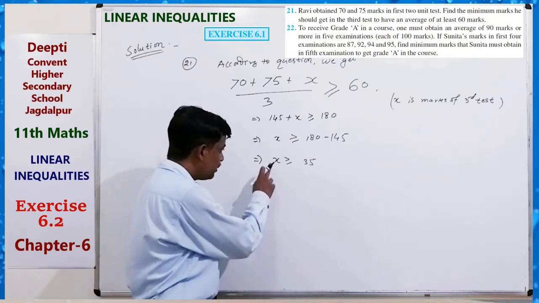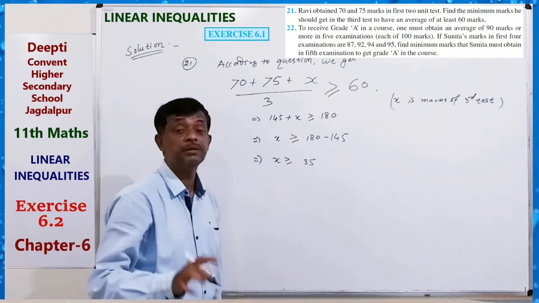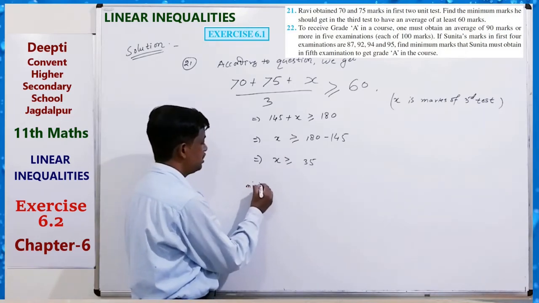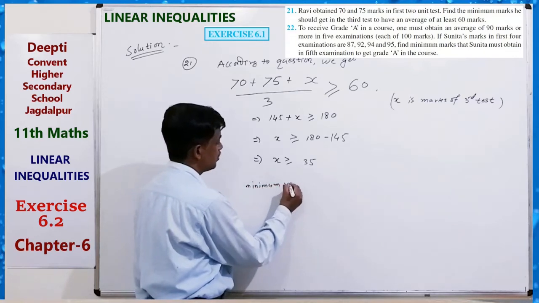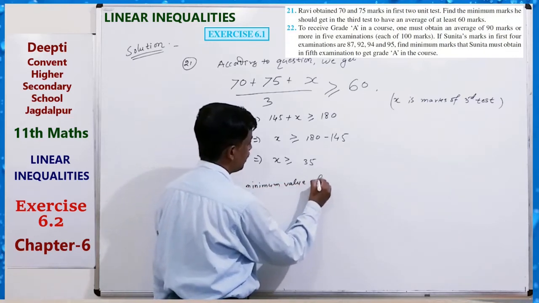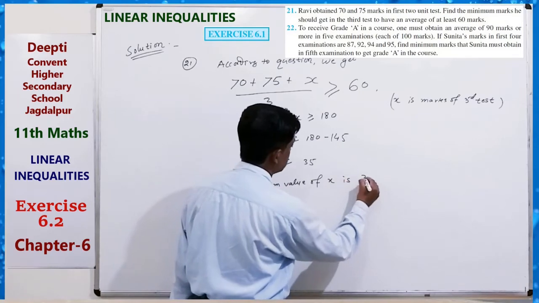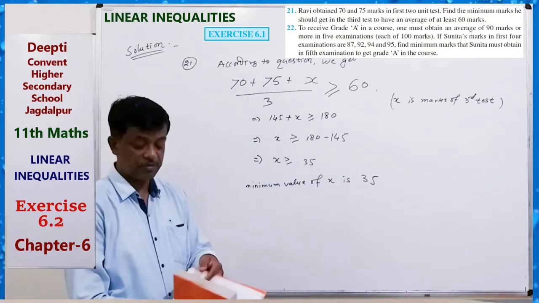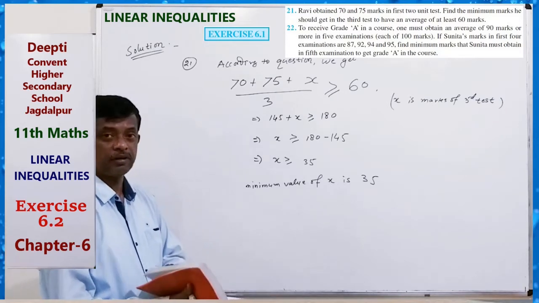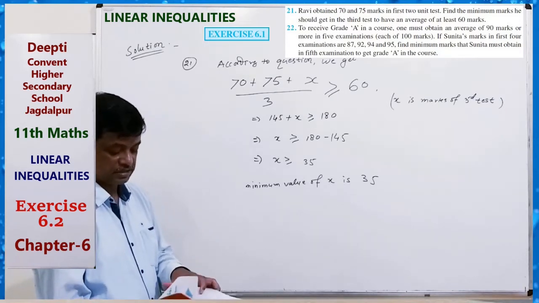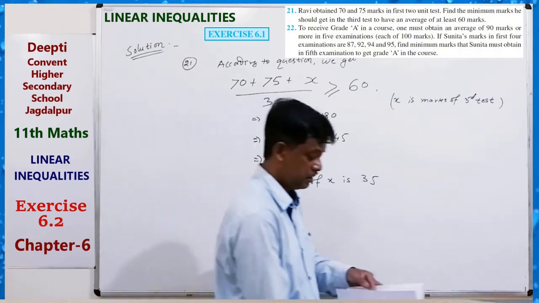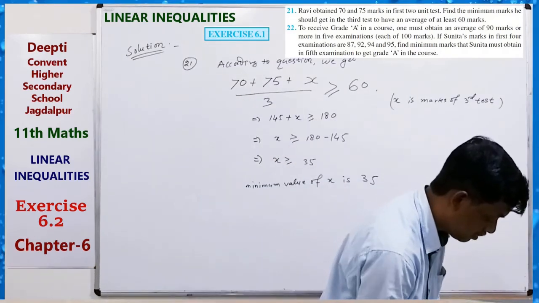Okay, so x is greater than or equal to 35. The minimum value of x is what? The minimum value of x is 35. That is, 35 is the required minimum mark for Ravi to obtain in the third test.